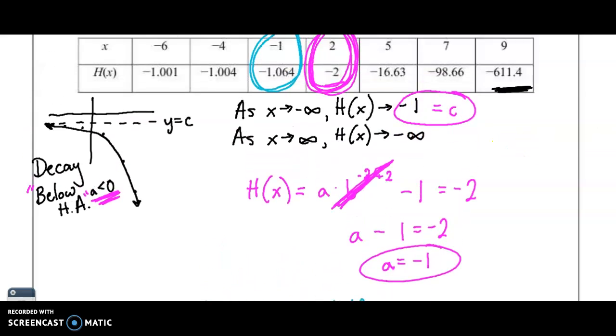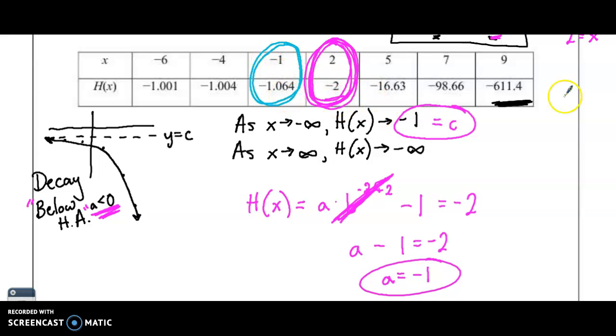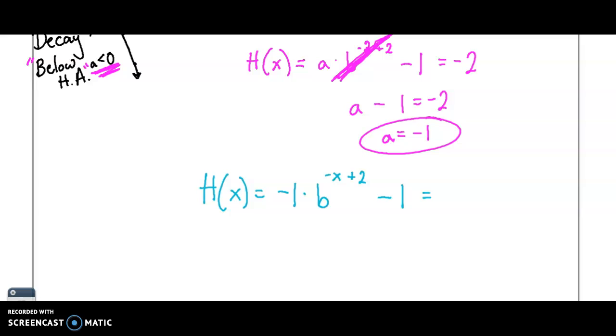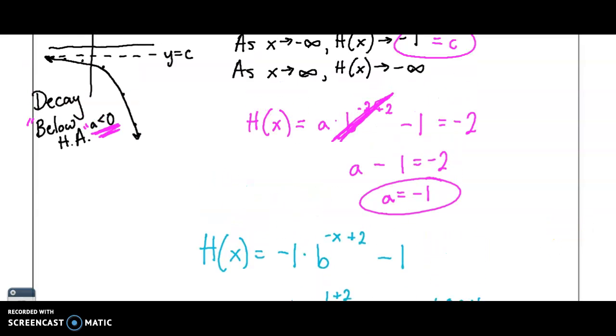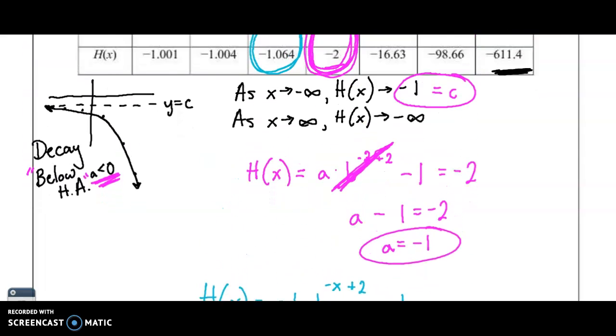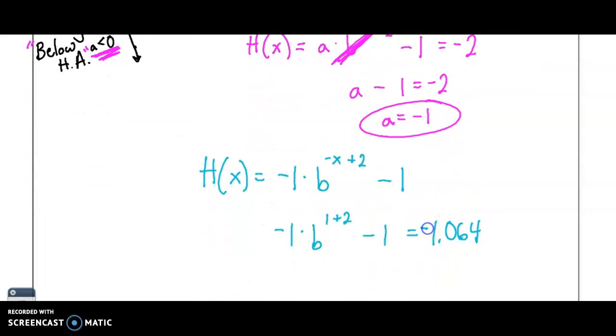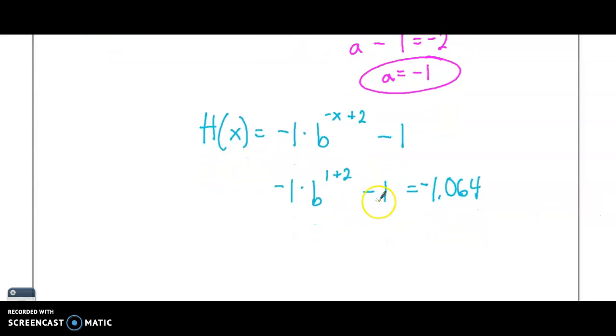So now what I'm going to do is just randomly pick a number, and I committed to -1, -1.064. So let me do that. What I'm doing is replacing -1 in for x, so that makes it +1 plus 2 minus 1 needs to equal -1.064. So now what I can do is add 1 over. Well, that's kind of nice. Adding 1 is just going to negate that -1. So we're looking at negative 0.064.